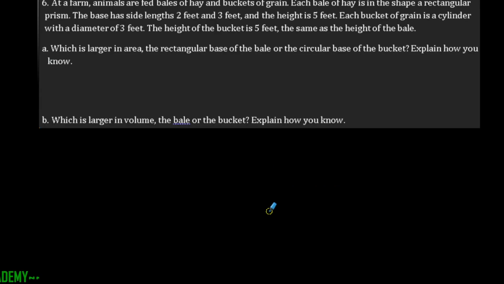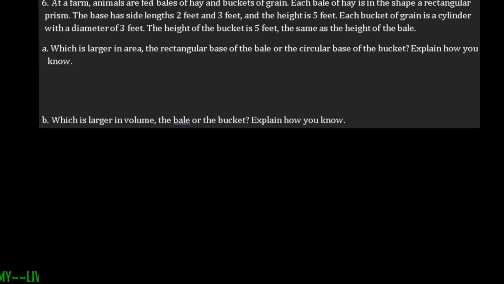All right, moving on. For the next one, it says, at a farm, animals are fed bales of hay and buckets of grain. Each bale of hay is in the shape of a rectangular prism. The base has side lengths 2 feet and 3 feet, and its height is 5 feet. Each bucket of grain is a cylinder with a diameter of 3 feet. The height of the bucket is 5 feet, which is the same as the bale.